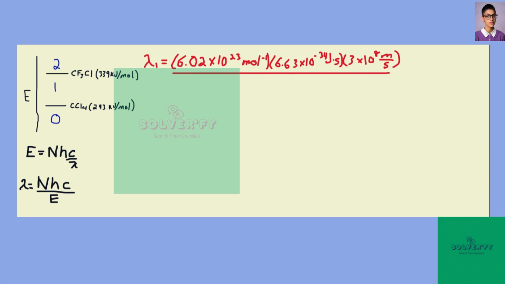Then we're going to put this over 293 kilojoules per mole. And then we're also going to multiply this by the conversion factor, 1,000 joules per kilojoule. So that means lambda 1, we're going to put this into our calculator. So this is going to be 409 nanometers.